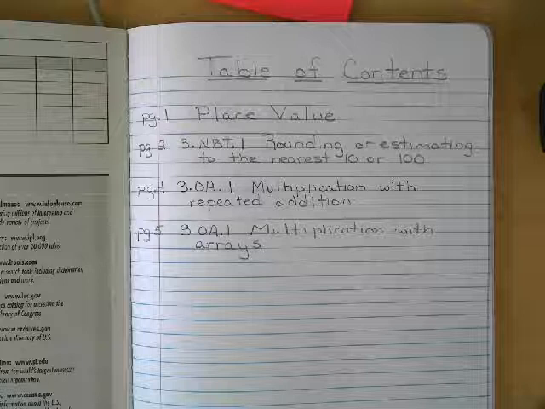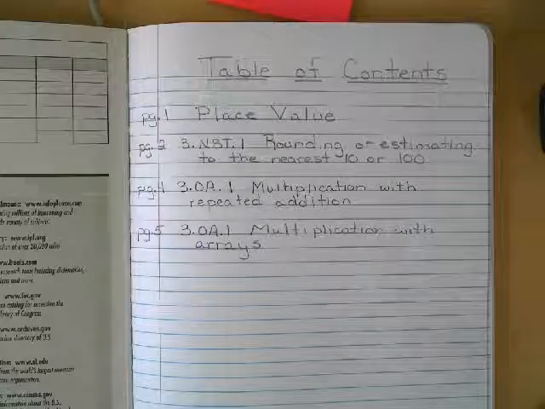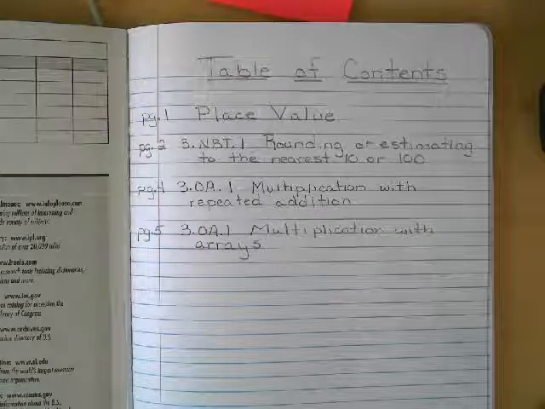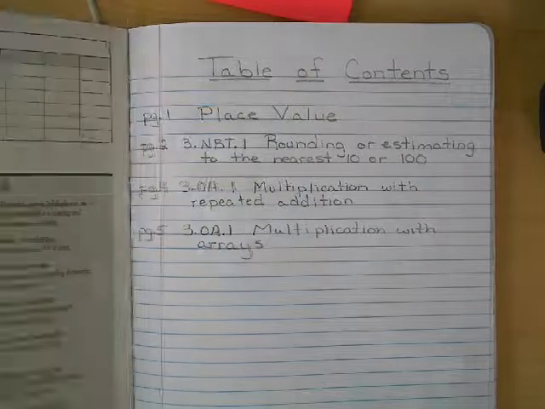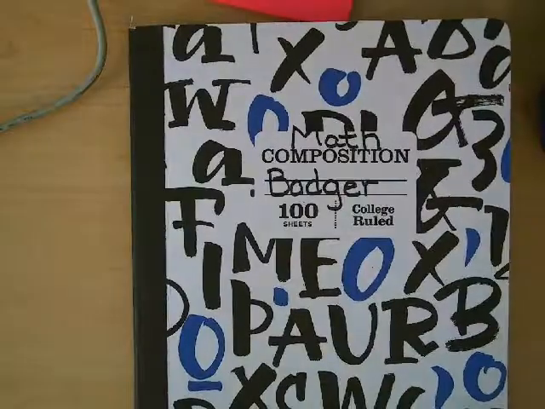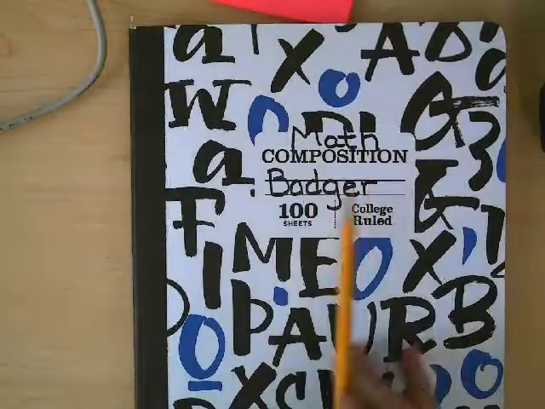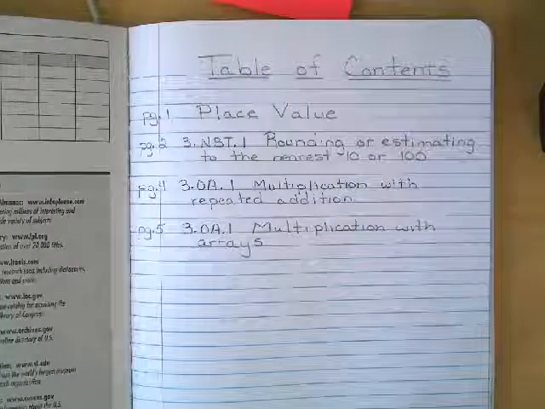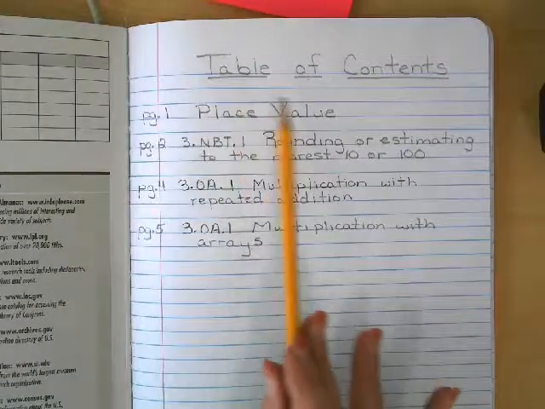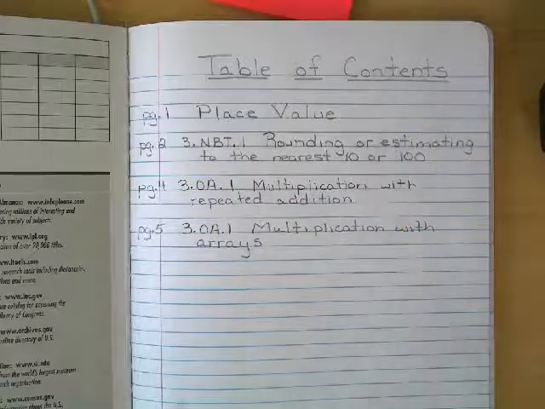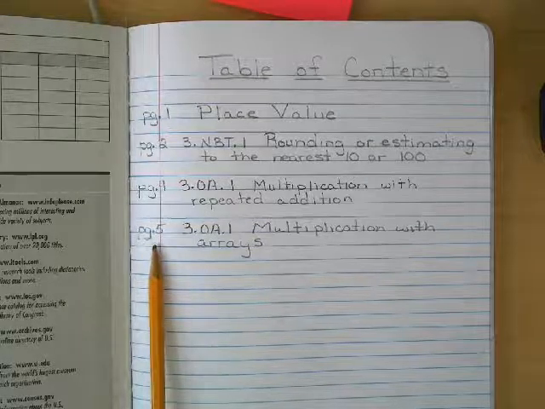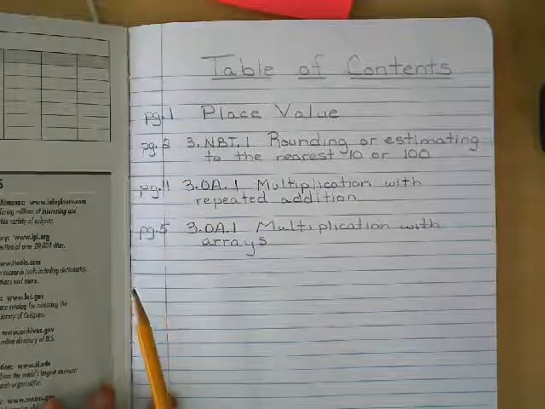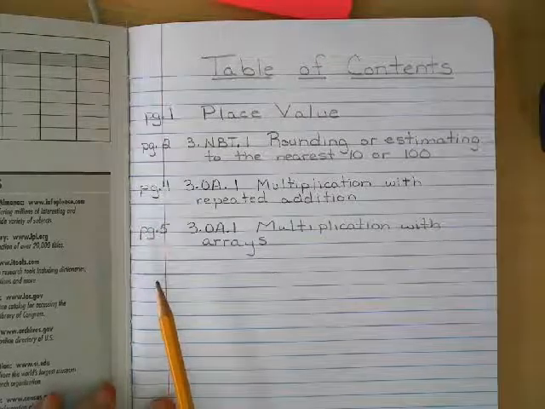I heard that some of you were unable to make it to the meeting, so I just wanted to make sure that you got your notes into your math composition notebook. So you should have your math composition notebook. It's blue, and we're going to turn to our table of contents. We're going to skip a line, and we're going to add page 5 to our notes in our notebook.